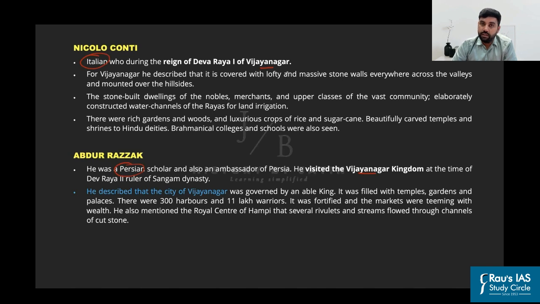He talked about the cities. Niccolo Conti talks about the cities. Lofty, massive stone walls were there. Massive means massive, right? Stone walls, with the nobles, merchants, and upper class, and the Vaishya community. Elaborate construction of the water channels. This is mentioned in your NCERT as well. There's an image given over there of these water channels. Rich gardens and woods, luxurious crops of rice and sugarcane were also grown over here. Shrines of the Hindu deities and Brahmanical colleges and schools were seen. He said nothing negative, all positive.